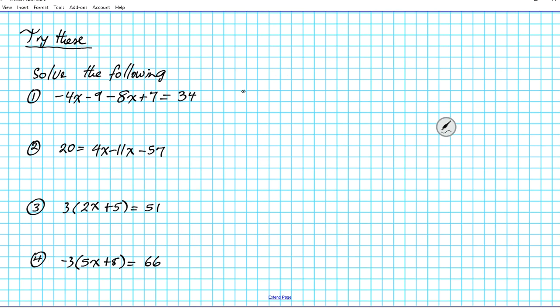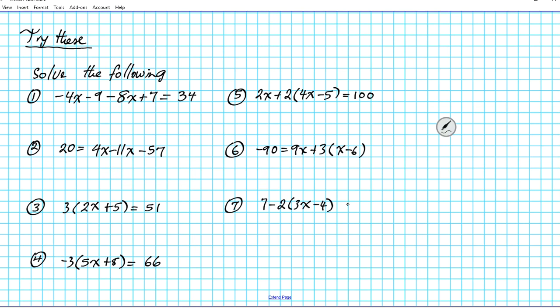Alright, and number 5, let's say you have the equation 2x plus 2 times the quantity 4x minus 5 equals 100. Number 6, let's say you have negative 90 equals 9x plus 3 times the quantity x minus 6. Number 7, let's say you have 7 minus 2 times the quantity 3x minus 4 equals 57.